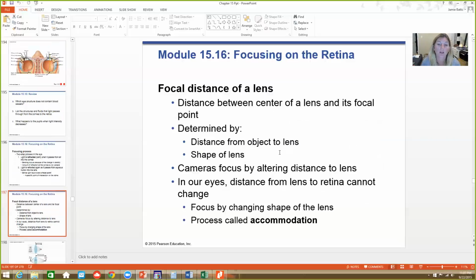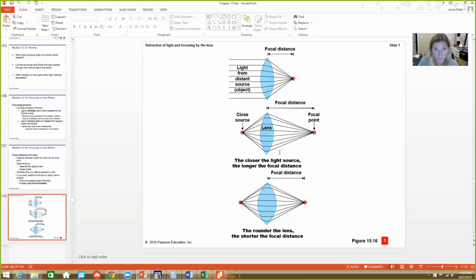So let's talk about the focal distance. This is something else that is required to go into focusing of the retina. This is the difference between the center of a lens and its focal point. This is determined by the distance from the object to the lens, as well as the shape of the lens. So cameras basically focus by altering the distance to the lens. They're going to move that lens forward or backward in order to focus. In our eyes, the distance from the lens and retina can't be changed. So we have to change the shape of our lens, and that is what we call accommodation.